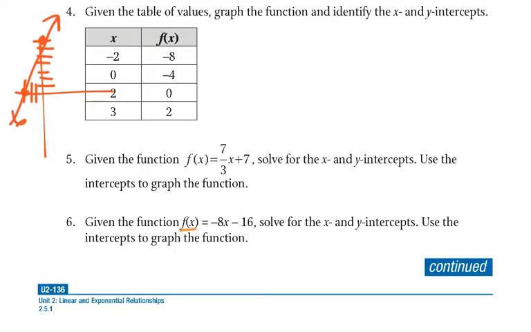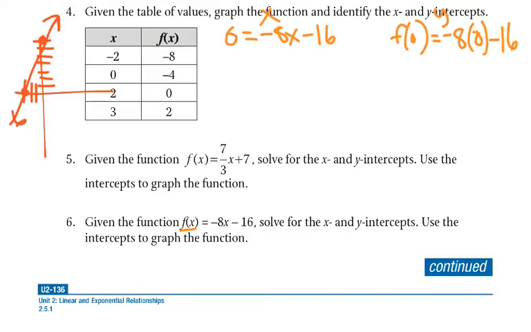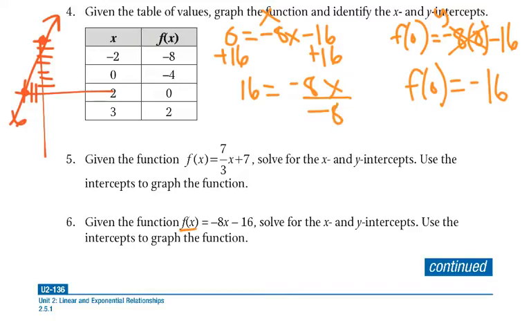So first off, I make f of x 0 and solve for x. That's for my x-intercept. For my y-intercept, I go f of 0, or in other words, make the x 0, whereas before I made the y 0. So f of 0, pretty plain to see, equals negative 16, because negative 8 times 0 is 0. 0 minus 16 is negative 16. And for the other one, we would add 16. 16 equals negative 8x, divide by negative 8, and we get negative 2 for our x-intercept.